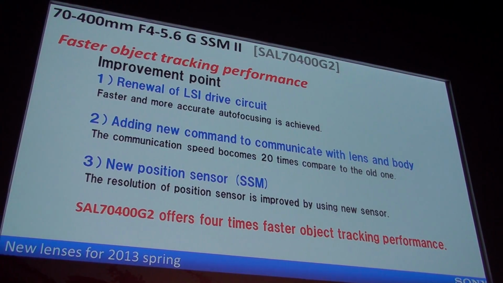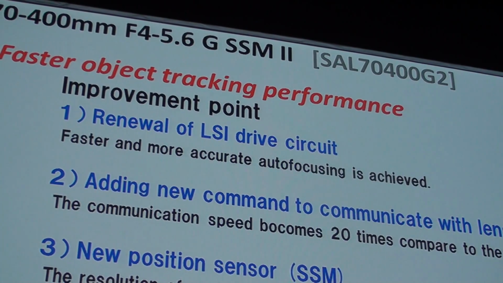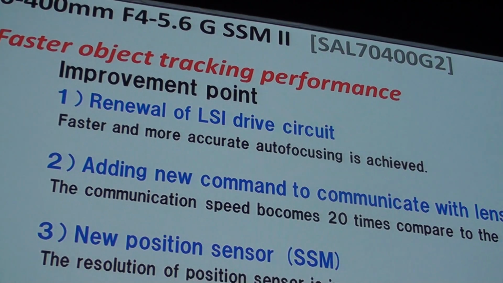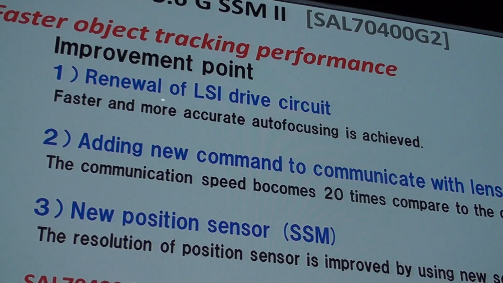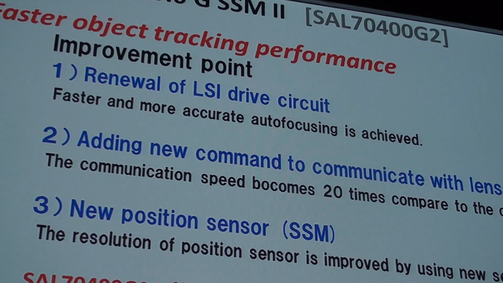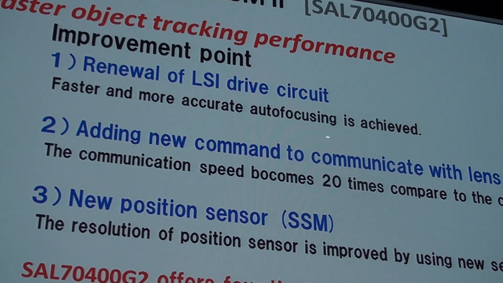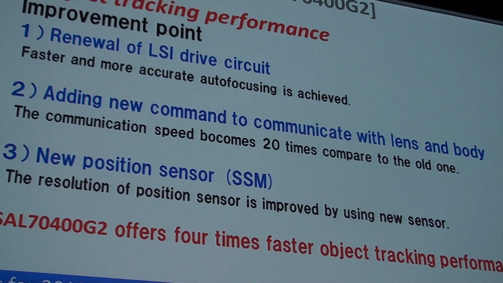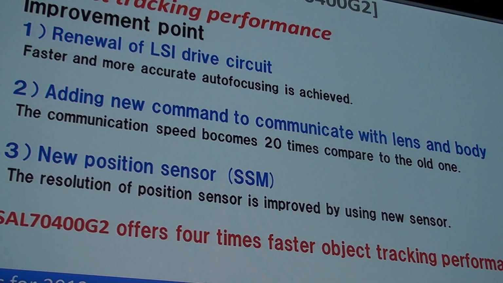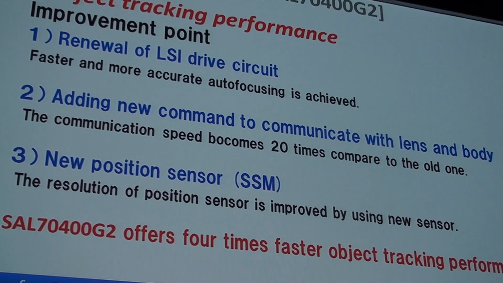This slide shows the faster object tracking performance. We have 3 improvement points. One of them is the renewal of the USI drive circuit. Okay. And so faster and more accurate focusing is achieved. The second is adding a new command to communicate between lens and body. So the communication speed becomes 20 times compared to the old one. So we can make it faster.